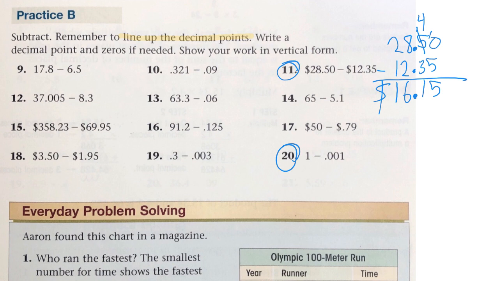All right, let's try one more. Number 20 has the whole number 1, take away 1/1000ths. So let's put a decimal to the right of the whole number, so we can always do that, and add as many zeros as we need to.